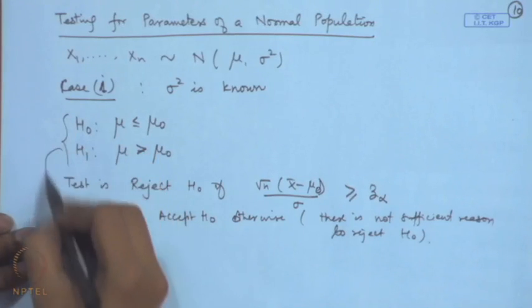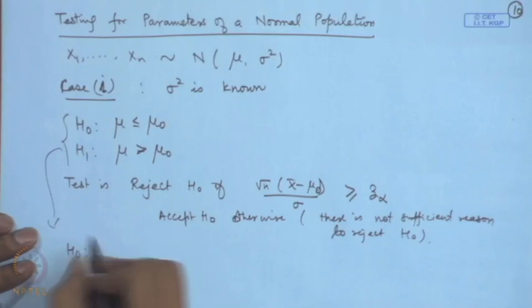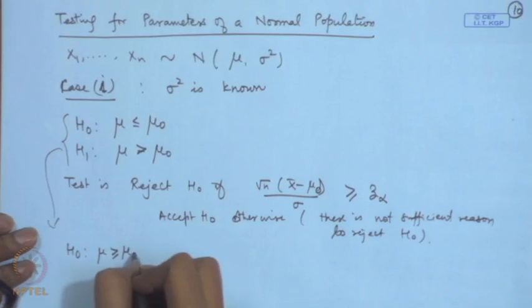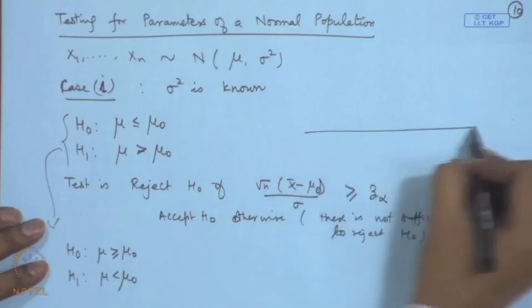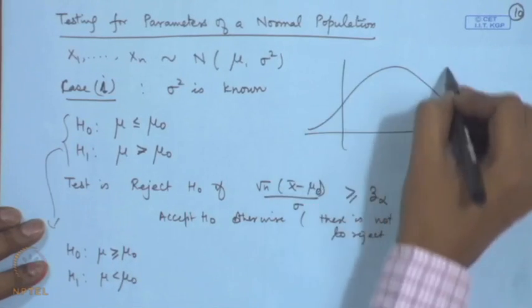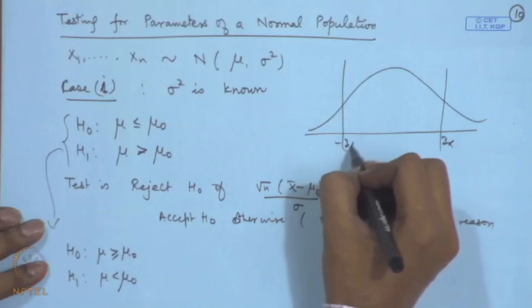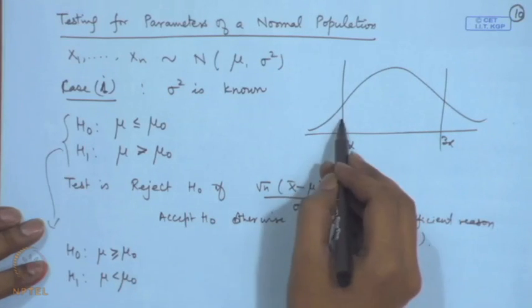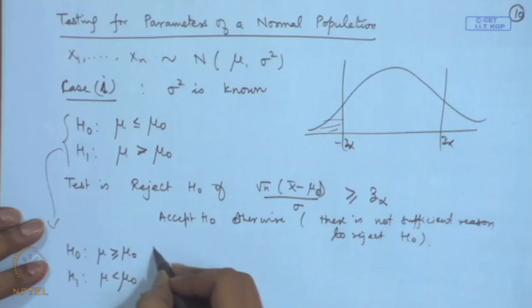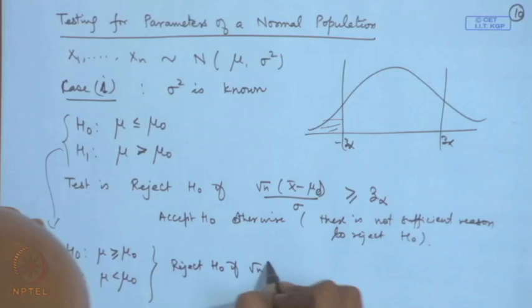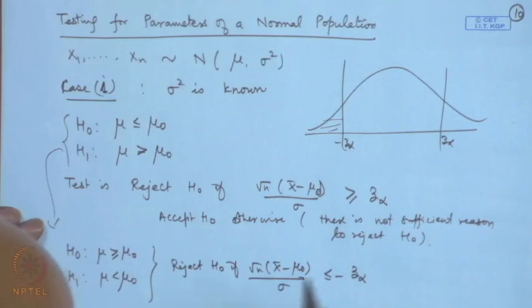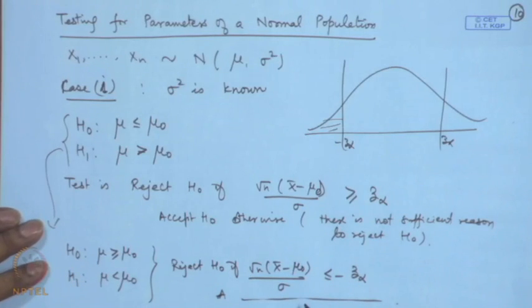See, this case could have been that in the null hypothesis we have greater than or equal to, and in the alternative hypothesis we have the reverse. Then if we look at the curve here of the normal distribution, then this is z alpha, here you will have minus z alpha. So, if it is the negative side, the smaller side, then the test will get reversed. You will say reject h naught if root n x bar minus mu naught by sigma is less than or equal to minus z alpha, and the complementary region will be the acceptance region.